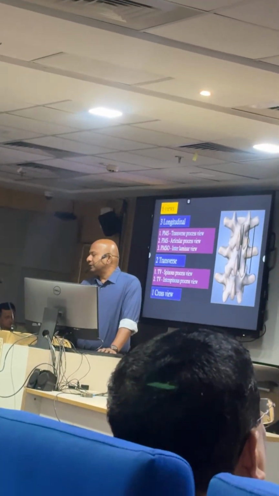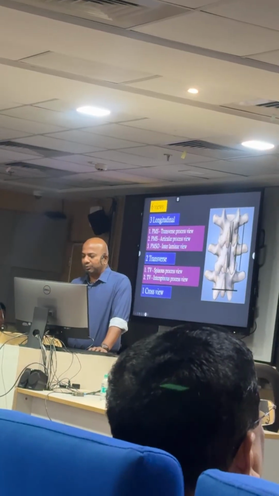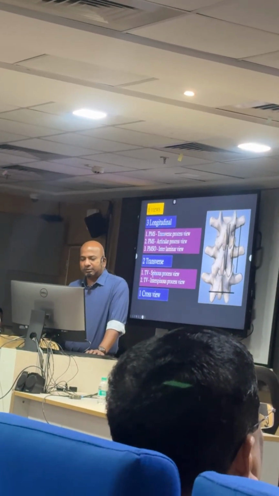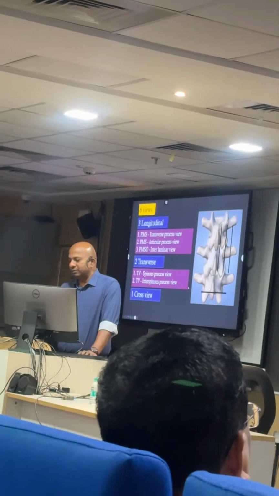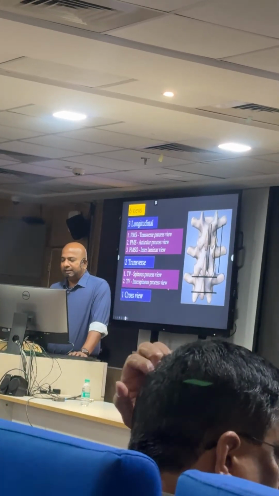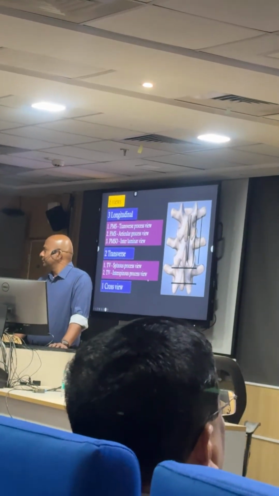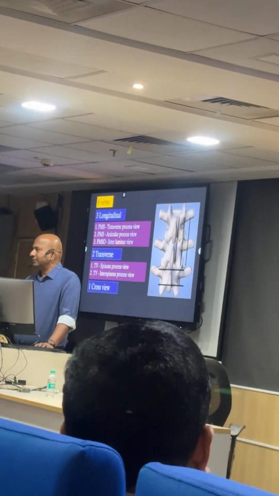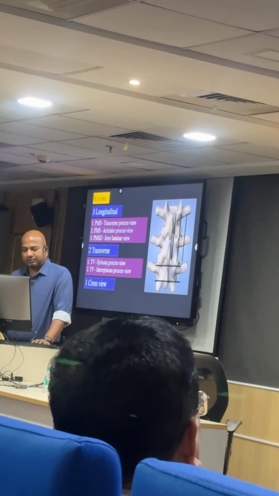And then there are 2 views on the horizontal axis. If you place the probe across the spinous process, it is known as the transverse spinous process view. If you slide the probe between the 2 spinous processes, we will call it the interspinous process view. So can you understand the terminologies and where the probe is positioned?